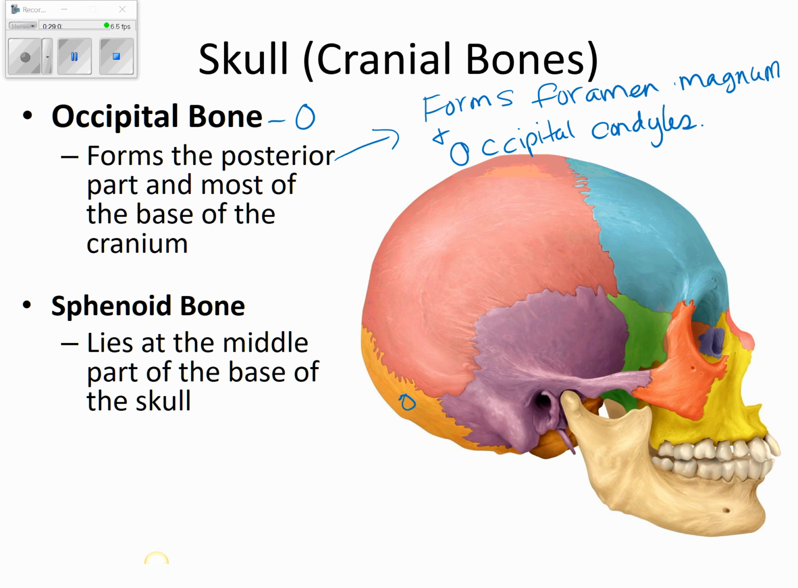The sphenoid bone, of course, we're going to label it S. It goes here. Go back to red. So your sphenoid bone lies at the middle part of the base of the skull. You can see it on both sides of the skull, but this is the tricky one. It is only one bone. It's very fragile. Some people say it looks like a butterfly or a bat with its wings out. But it is, of course, just one bone, and it just goes all the way across.